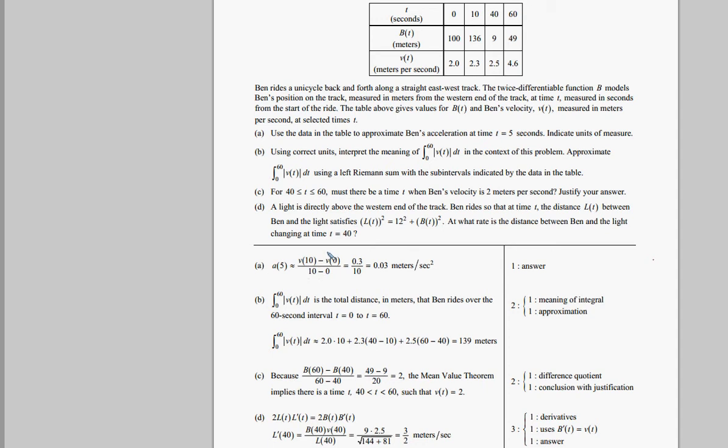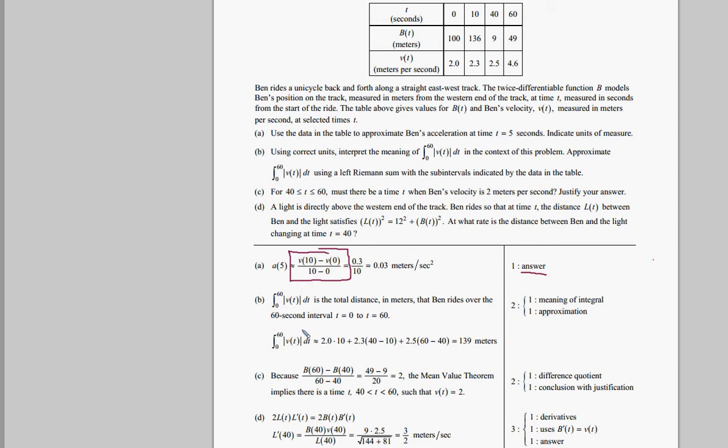Are you kind of seeing a common theme here, everybody? I hope you're starting to see that a lot of times this first one is just a difference quotient. When you take v of 10 minus v of 0, you get 0.3 divided by 10, and when you simplify that, you get 0.03 meters per second squared. You get an answer point right there, okay? You'll see where the units of measure come in here towards the end.